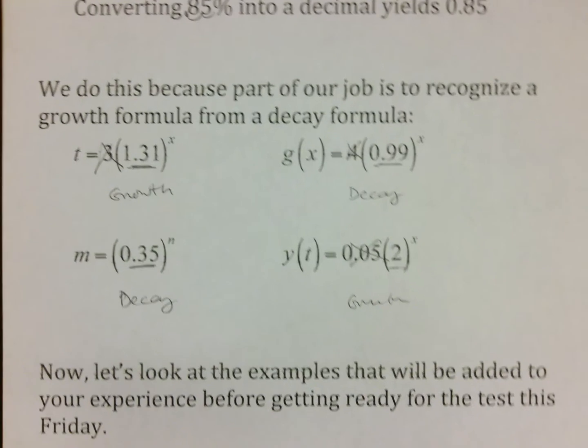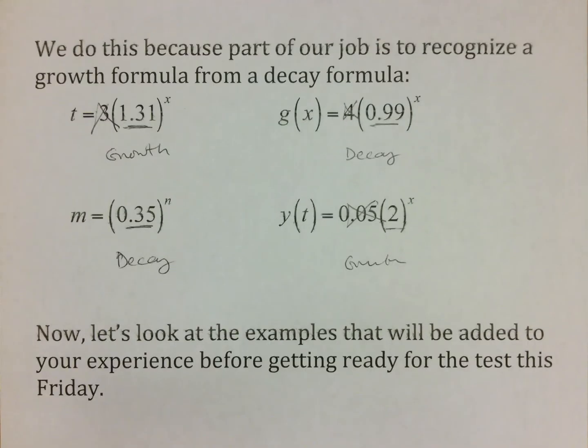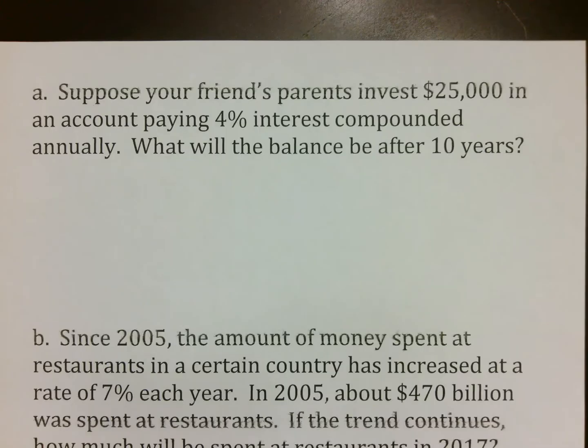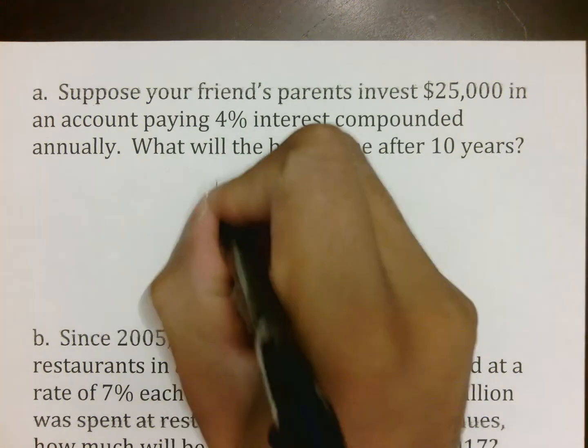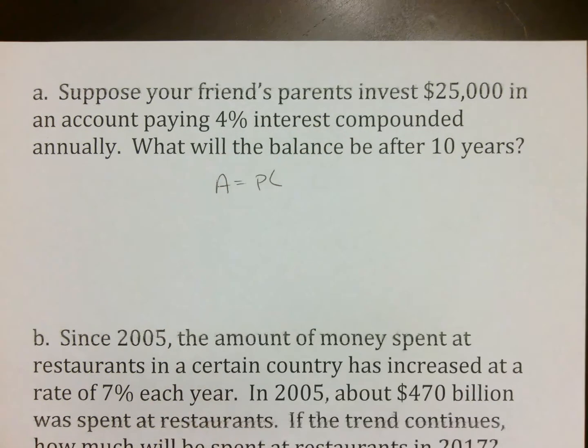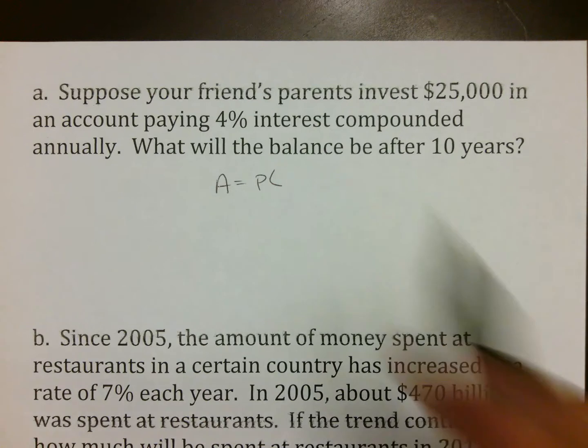Alright, so now let's take a quick look at some examples before we get ready for the test this Friday. It's just 3 quick questions to show you how this growth and decay formula works. It says, suppose your friend's parents invest $25,000 in an account paying 4% interest compounded annually. What will be the balance after 10 years? Use the formula A equals P parentheses. We've got to see if it's growth or decay.